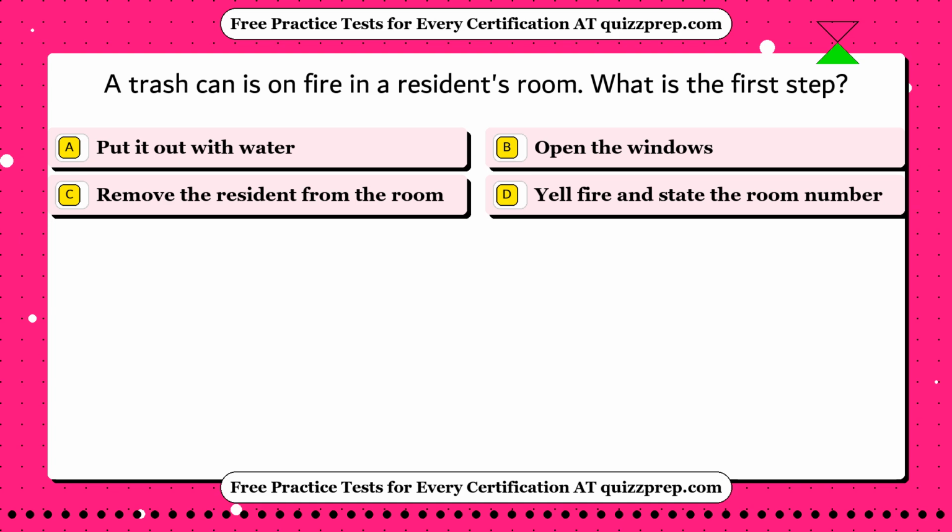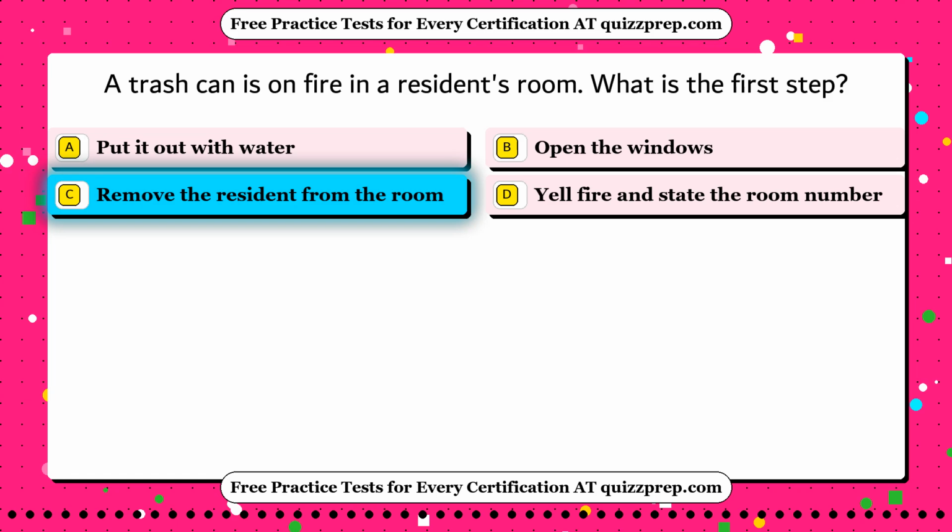Question 176. A trash can is on fire in a resident's room. What is the first step? Option A, put it out with water. Option B, open the windows. Option C, remove the resident from the room. Option D, yell fire and state the room number.